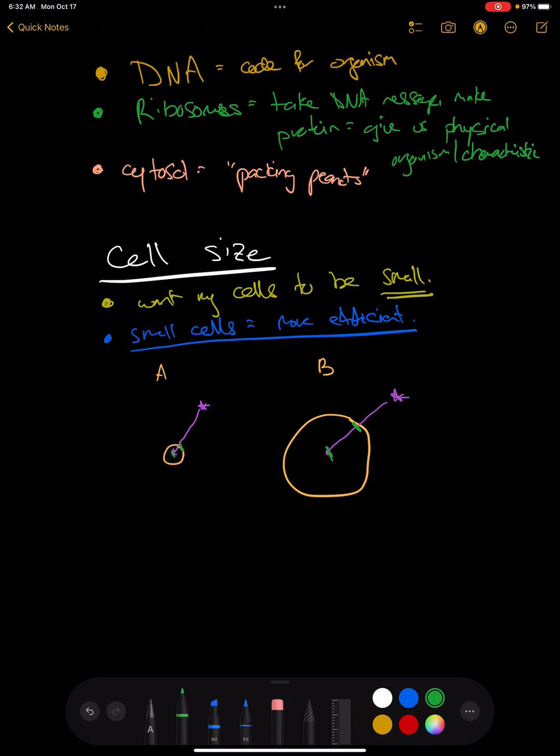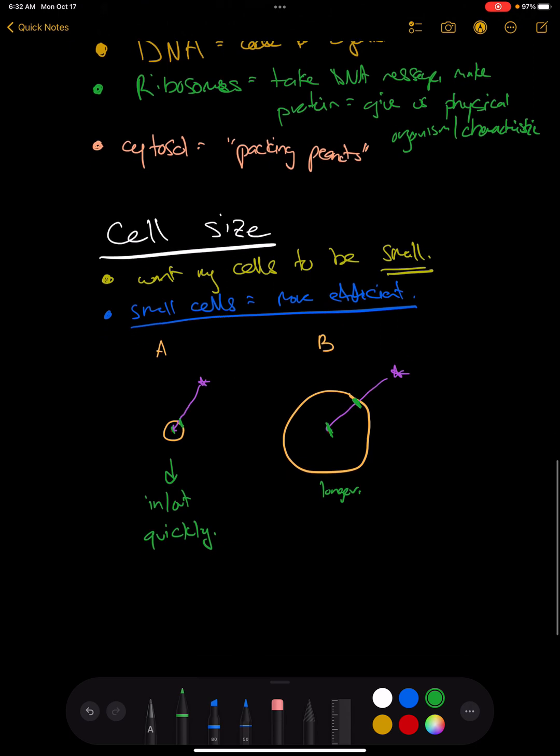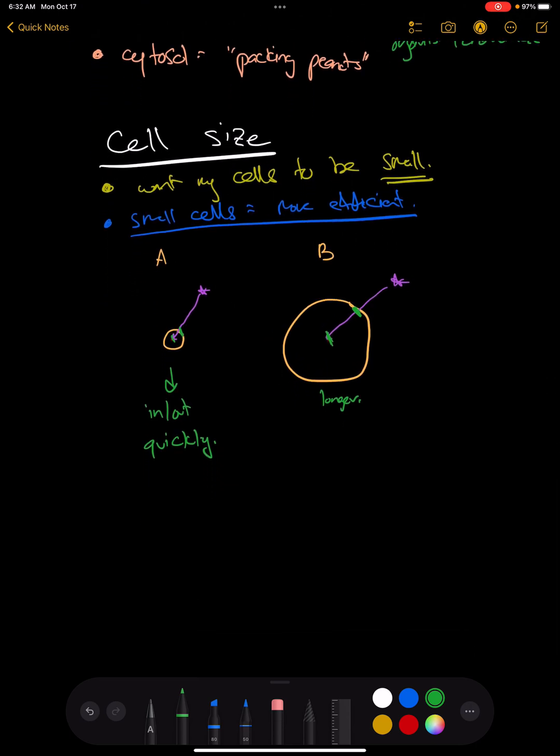And so small cells are going to be able to get things in and out a lot more quickly. This one is going to take longer. And if you need a process or something to happen, you don't have time to wait on this. Maybe this could be life or death for your cells. So I want to have small cells. Small cells get things in and out really, really quickly.